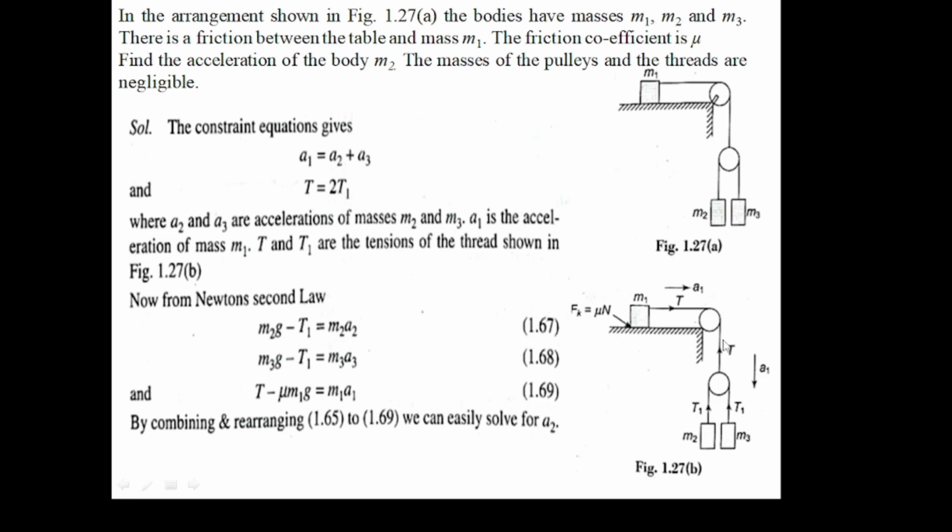And T is equal to 2T1. So T is acting in the downward direction and this is the upward direction. From Newton's second law we can write m2g minus T1 is equal to m2a2, m3g minus T1 is equal to m3a3, and T minus mu m1g is equal to m1a1. So using these 5 equations we can easily solve for A2. This is your assignment. Now thank you all.